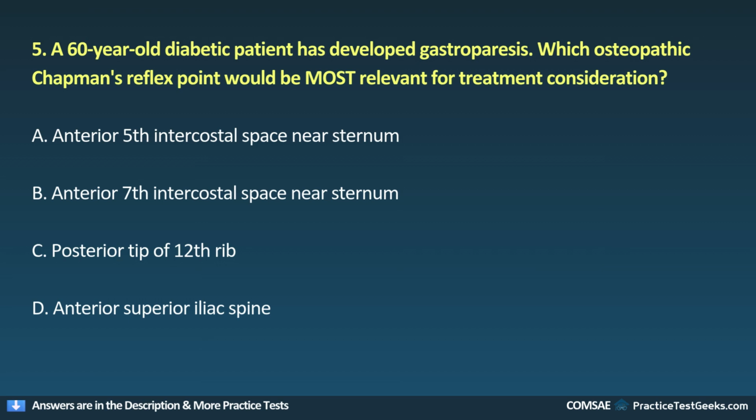5. A 60-year-old diabetic patient has developed gastroparesis. Which osteopathic Chapman's reflex point would be most relevant for treatment consideration? A. Anterior 5th intercostal space near sternum. B. Anterior 7th intercostal space near sternum. C. Posterior tip of 12th rib. D. Anterior superior iliac spine.